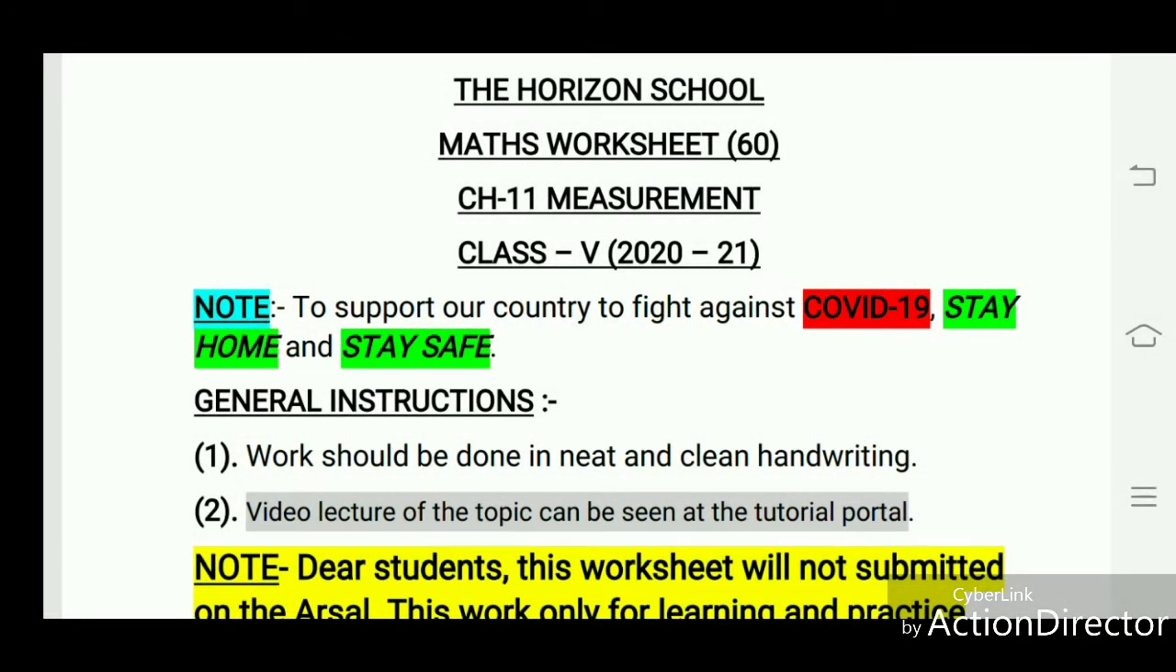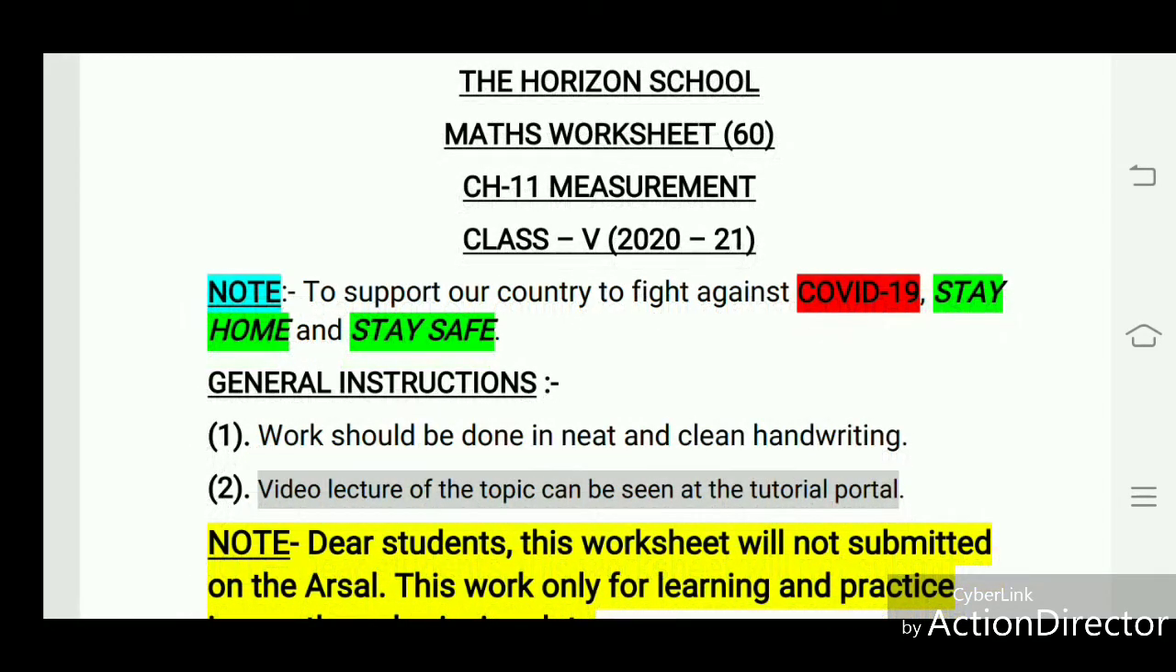Hello students, this is Maths Worksheet 60, chapter number 11, Measurement. In this worksheet, we solve some examples related to measurement and to convert one unit to different units.